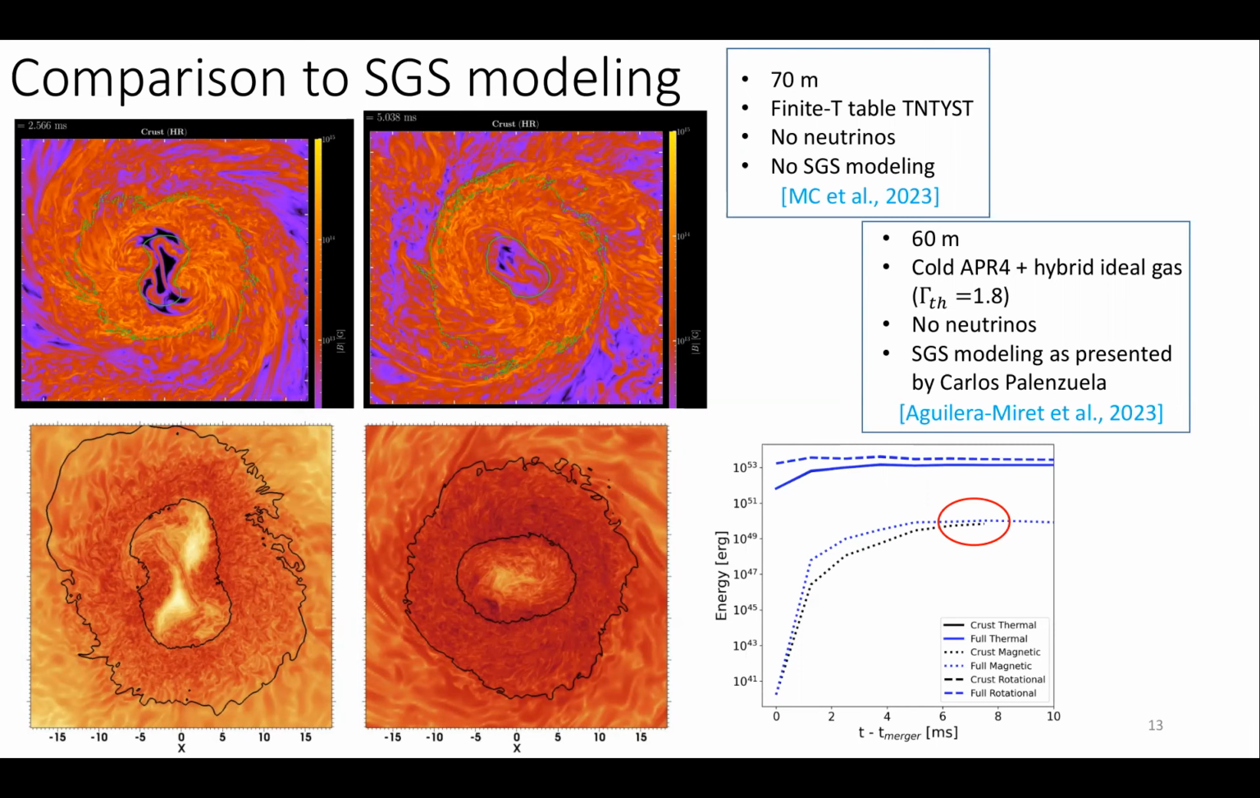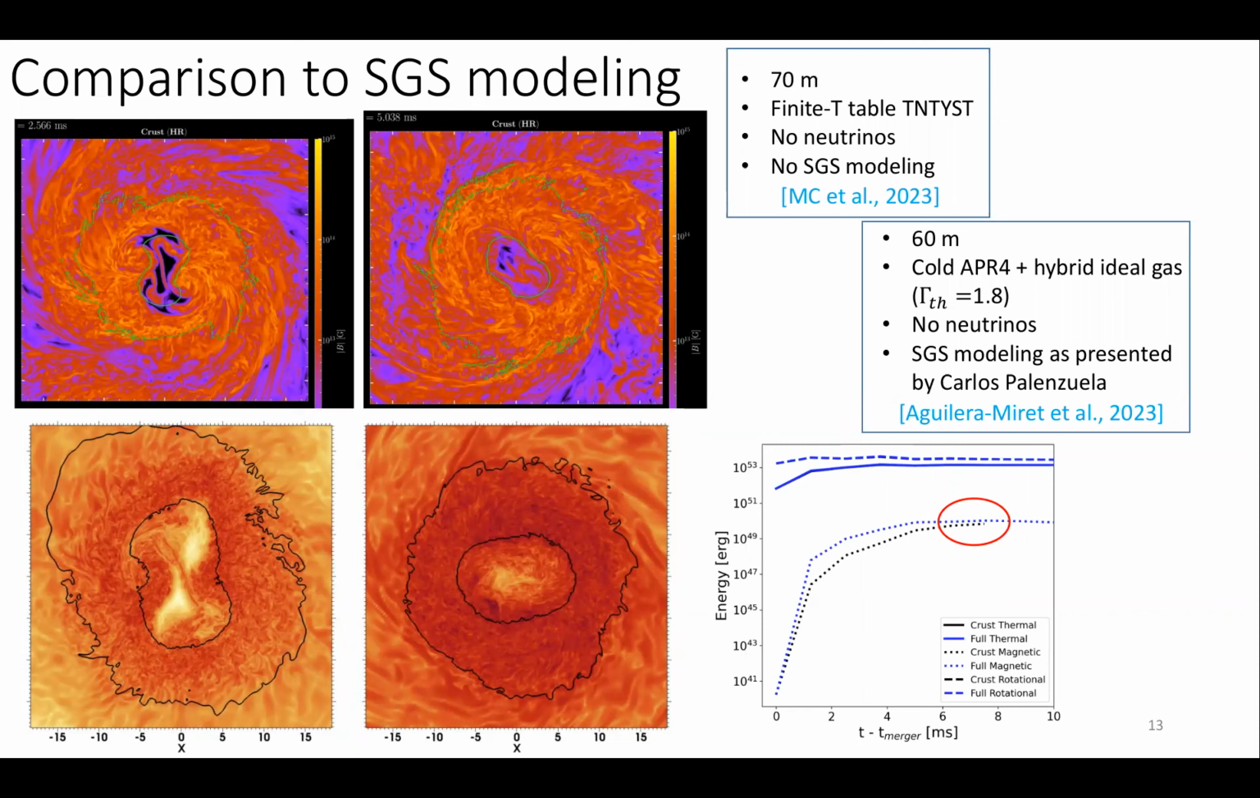However, there are also some other differences between our simulations, which might indicate interesting physics that can be linked to this amplification process. So they're using a different equation of state. And as mentioned already, SGS modeling, so subgrid scale modeling that Carlos was talking about yesterday.